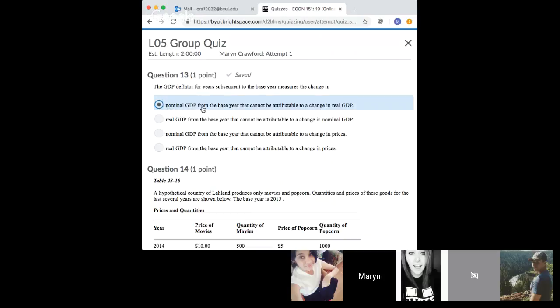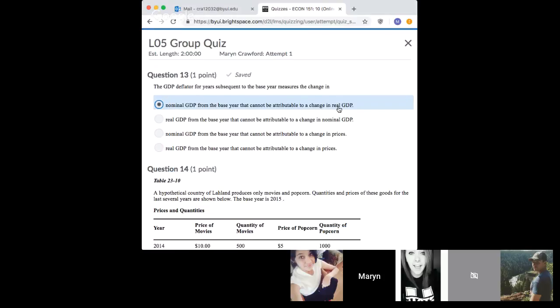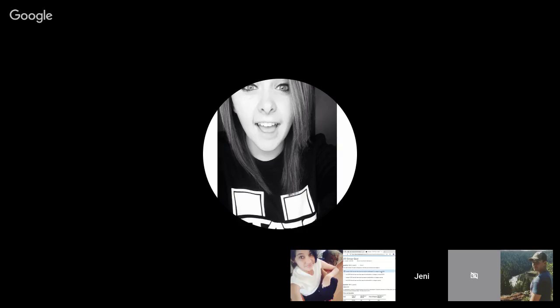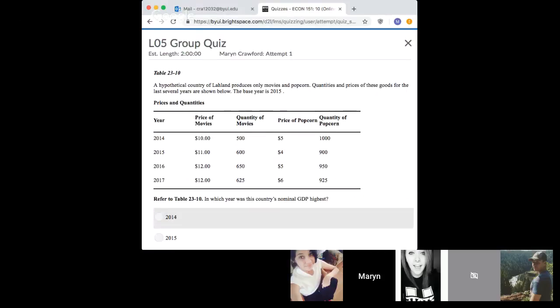Okay, so nominal GDP from the base year that cannot be attributable. I don't even know how to say that. Attributable to a change in real GDP. I don't know what it means. I just literally saw the same sentence in the book. Okay, I'm gonna copy that really quick because I'm not gonna remember that. Okay, 14. What did you guys get?